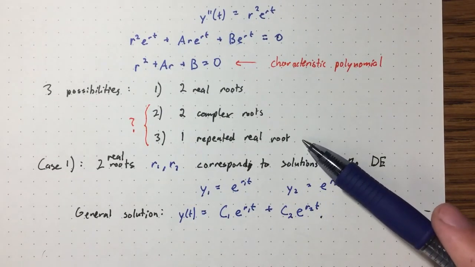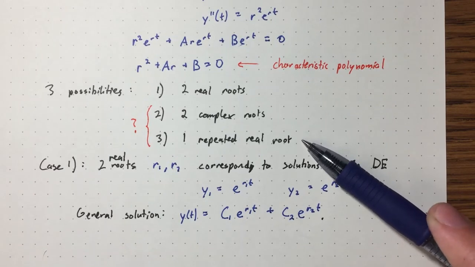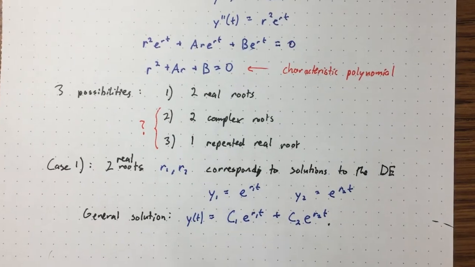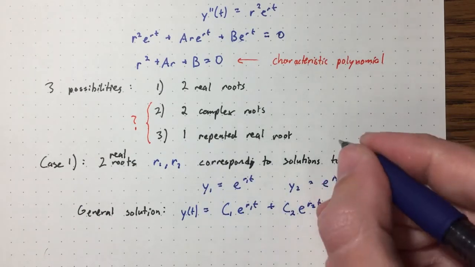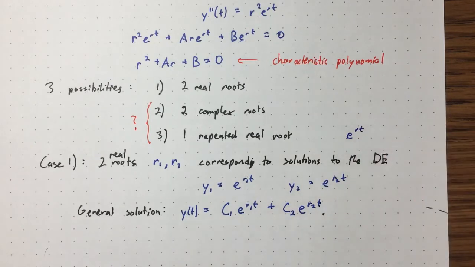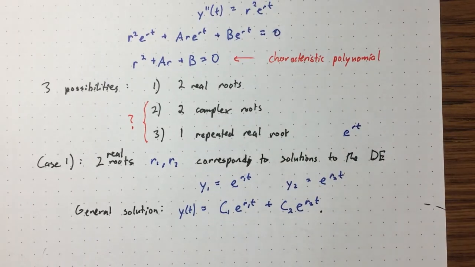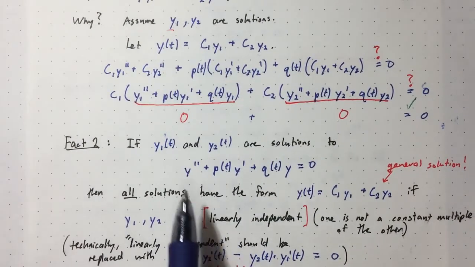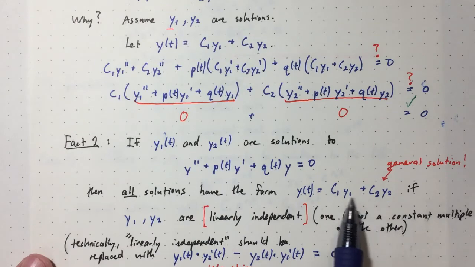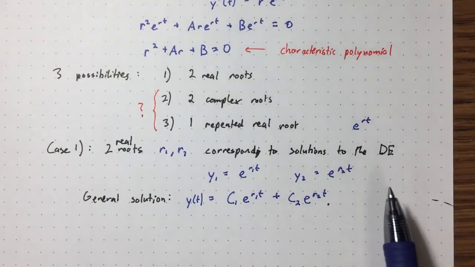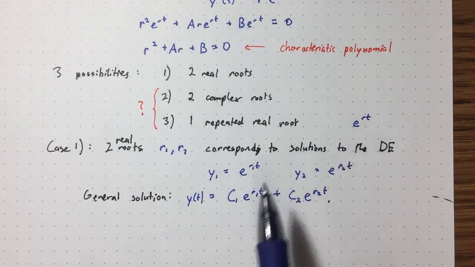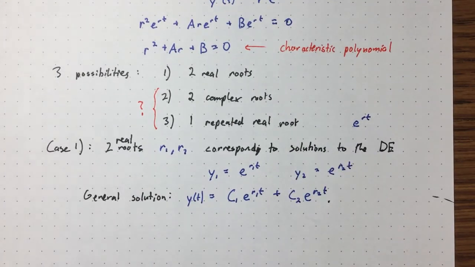Can you think of what the difficulty will be in this third case? What if we just have one real root? Well then great, e to the rt, let's call it r, right? So e to the rt will be a solution to the differential equation. But it's only one solution. Remember, we need two different solutions in order to form our general solution. We need two linearly independent solutions also. So we can't just multiply this one by a constant. That won't be linearly independent. So that's going to be the difficulty in that case.